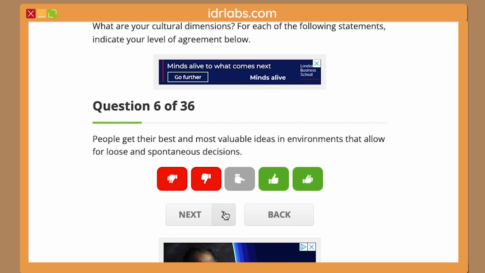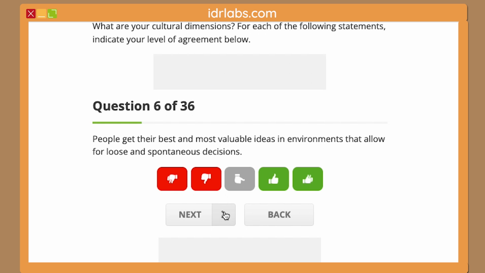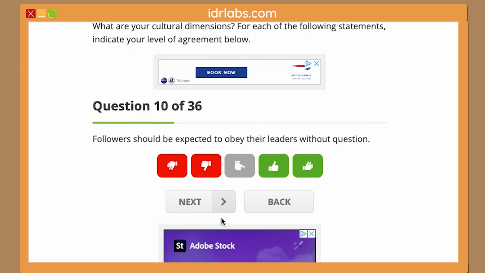Question 6. People get their best and most valuable ideas in the environments that allow for loose and spontaneous decisions. I agree with this a bit, but I'm trying to contextualize it in a way that I understand. If we all had universal basic income, then we would all be free to do whatever we wanted with our lives. I would still work on films, but I would have more room to be creative because I wouldn't have to work on things that I don't want to, that pay the bills. Soft yes.